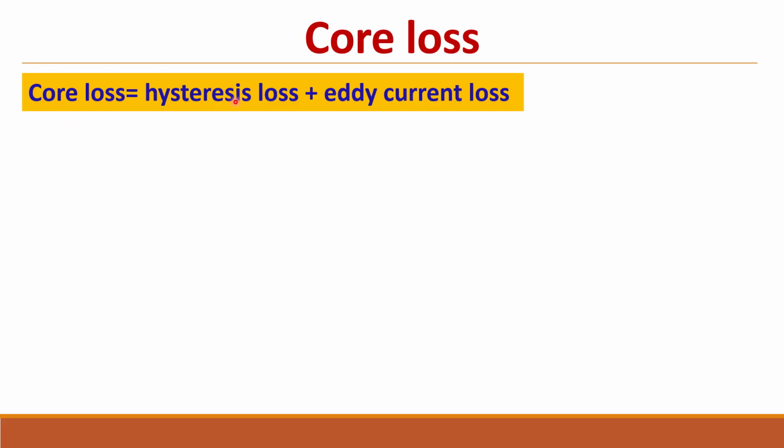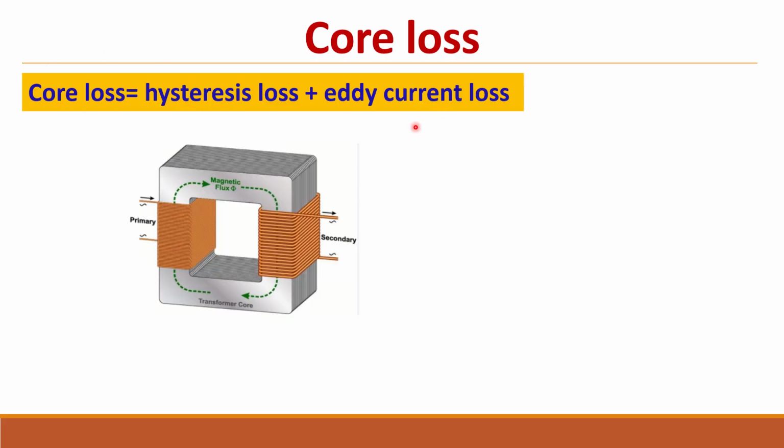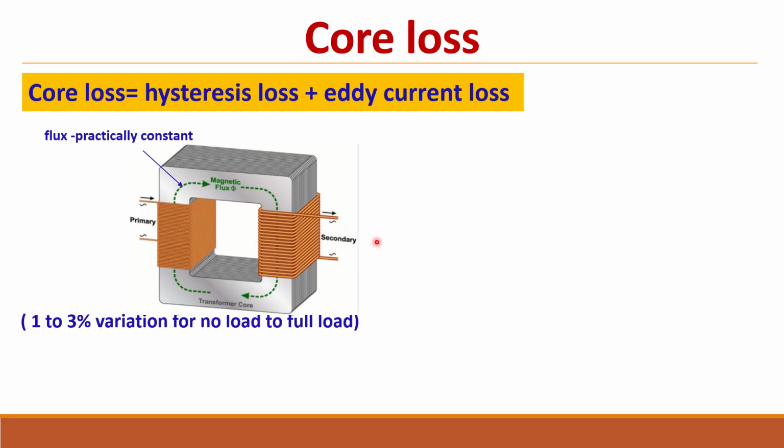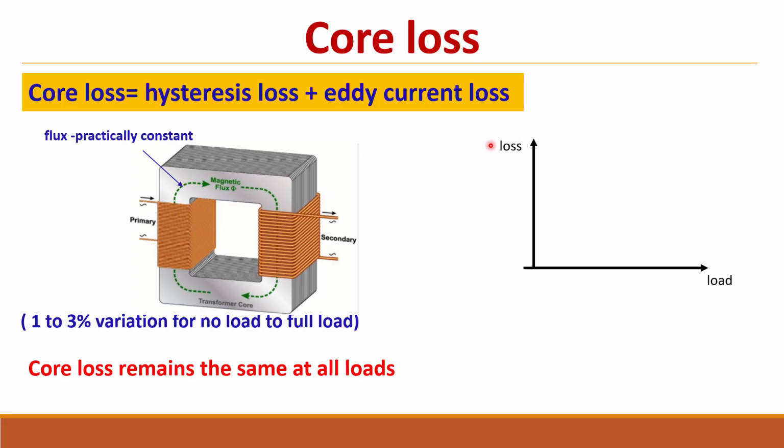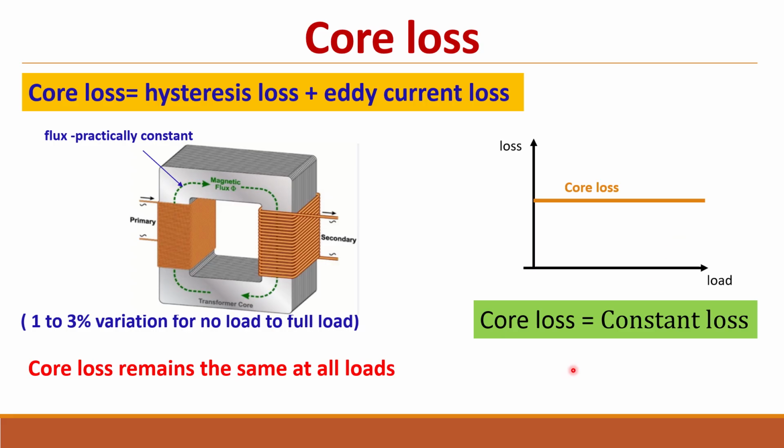So in a transformer, the core loss can be given by hysteresis loss plus eddy current loss. In a transformer, the flux is practically constant, because even if the load changes, the primary will change the current to maintain the flux practically constant. So when the load changes from no load to full load, the variation in the flux will be very less. So we can say the core loss remains almost the same at all loads. If you draw the curve between loss and the load, core loss will be almost constant. So core loss is also called constant loss.